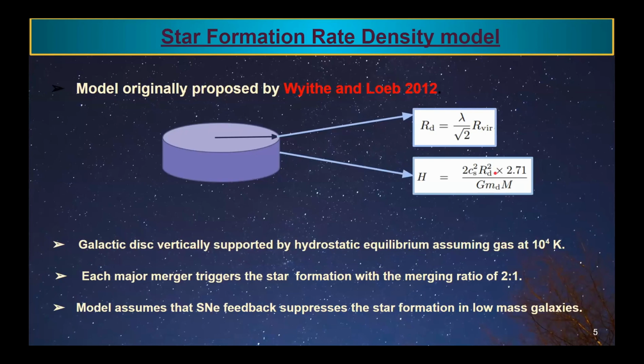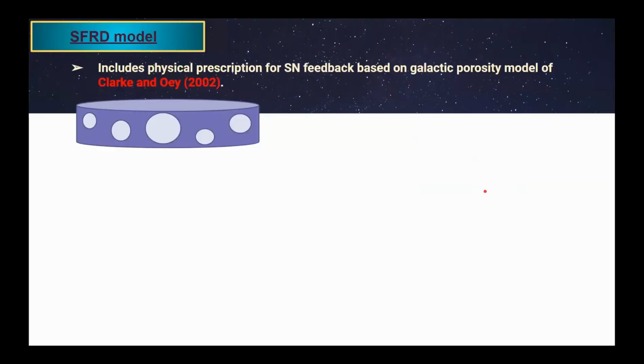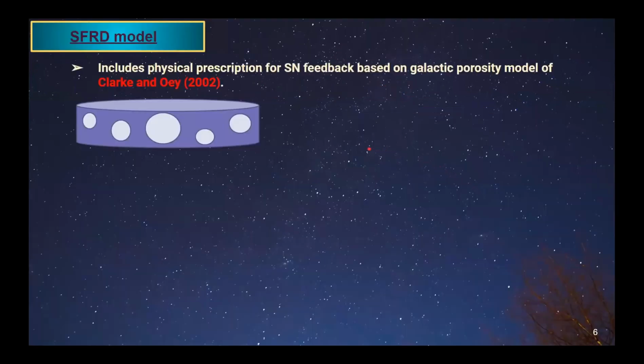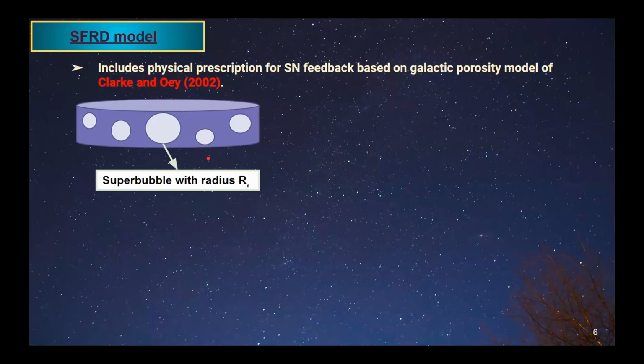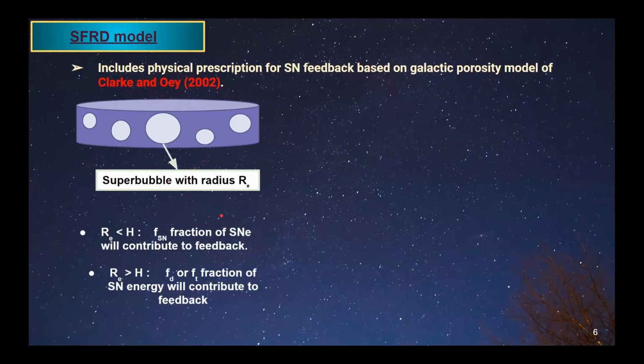The model assumes that supernova feedback can suppress star formation in low mass galaxies. This supernova feedback prescription is based on the galactic porosity model, which was proposed by Clarke and Oey back in 2002. They assume we have a galactic disk and supernovae form superbubbles inside this disk, which can have some radius R_E. The model compares the radius of this superbubble with the scale height of the disk in order to infer what fraction of supernova energy is going to be used up as feedback.